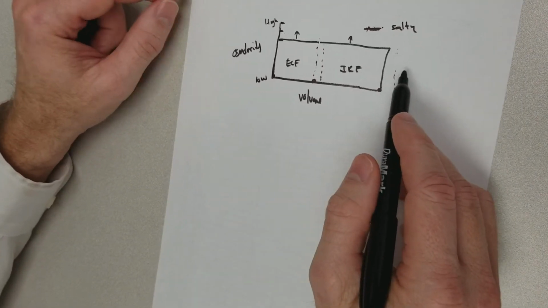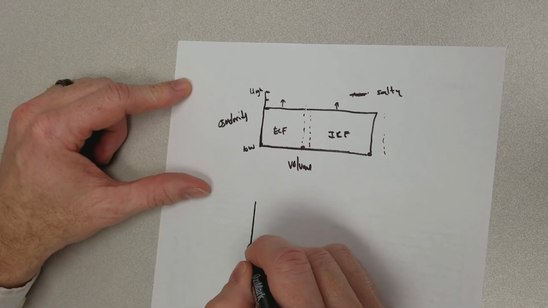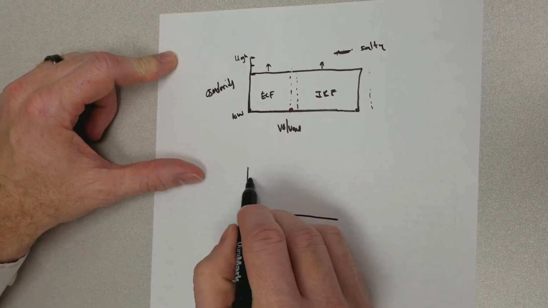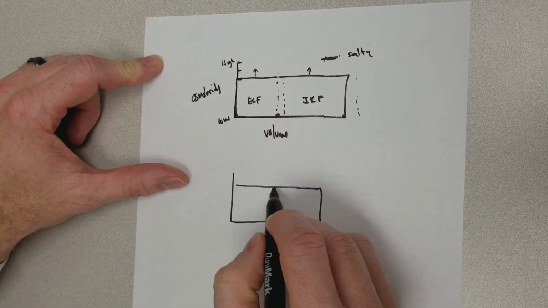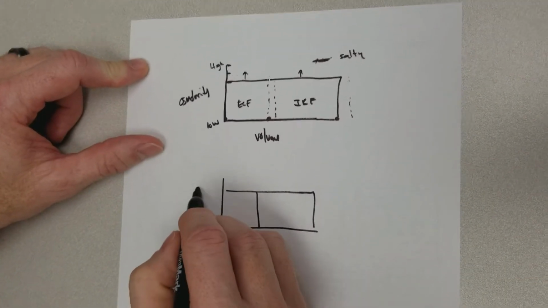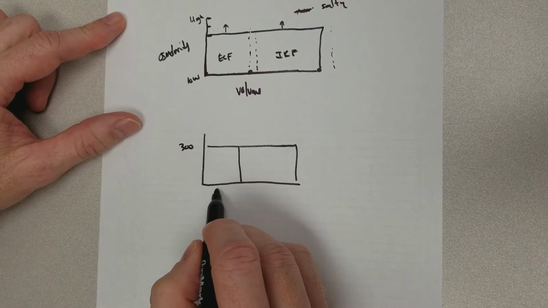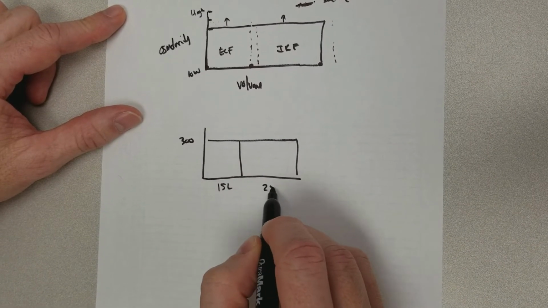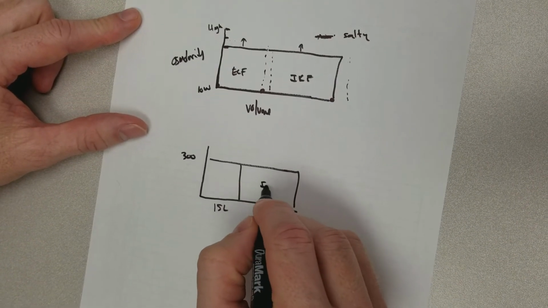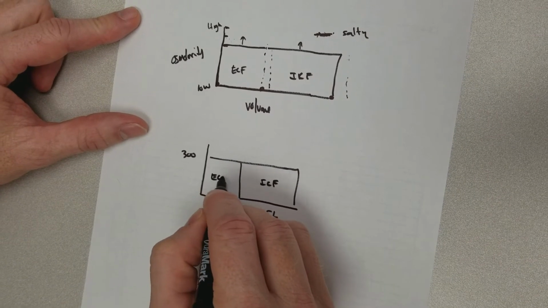So then we look at this and say, for example, if that's our normal, let's just say we start like this. That's our normal conditions, and we start at 300 milliosmolar, and we start at some volume, which I'll say, I don't know, 15 liters here and 25 liters here or something. And that's ICF, and this is ECF.